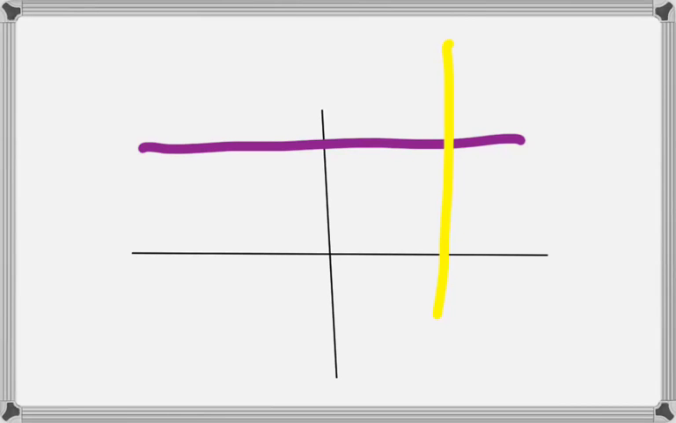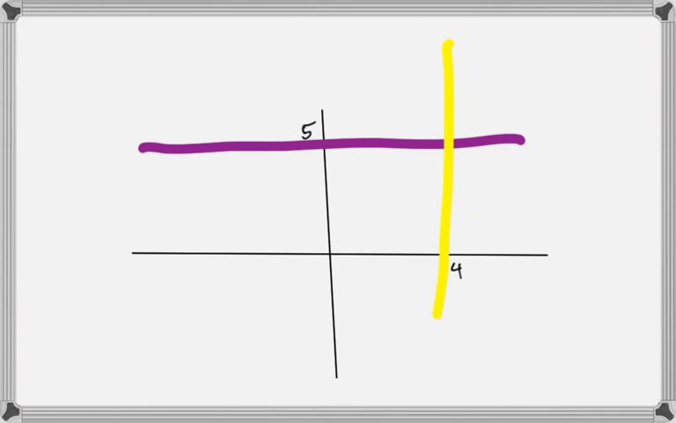And that is an undefined slope. Let me just put some numbers on here. Let's say this is a 5 and this is a 4. What is the equation of the, what color is that? Purple? Okay, let's go with purple. What is the equation of the purple line?